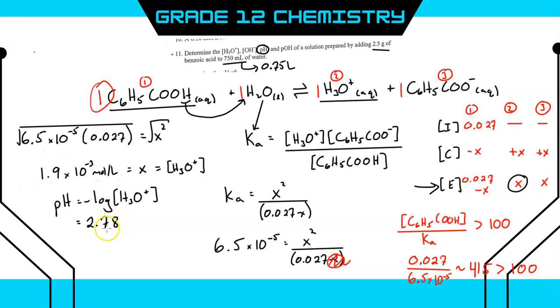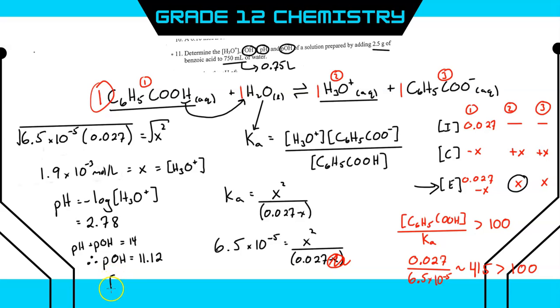2.78. Now I also needed to figure out the concentration of hydroxide and the pOH. Remember our shortcut? pH plus pOH is equal to 14. Therefore, if we do 14 subtract 2.78, pOH is going to be equal to 11.12.